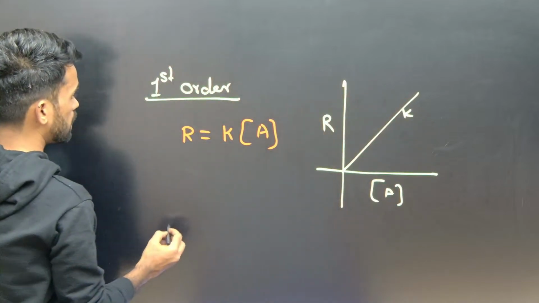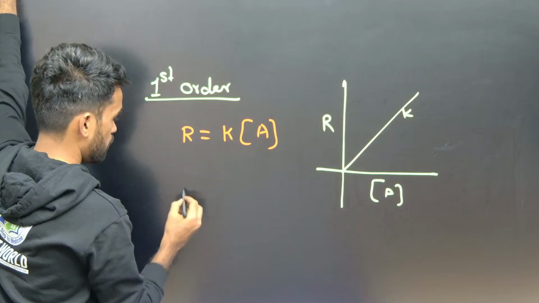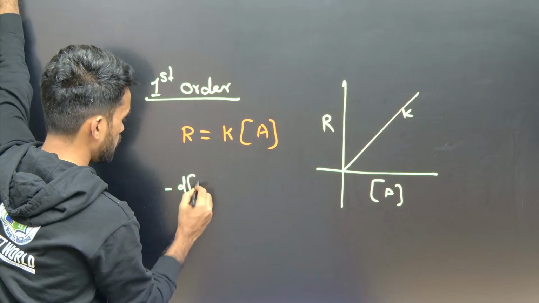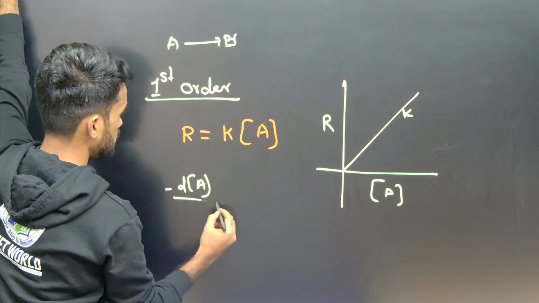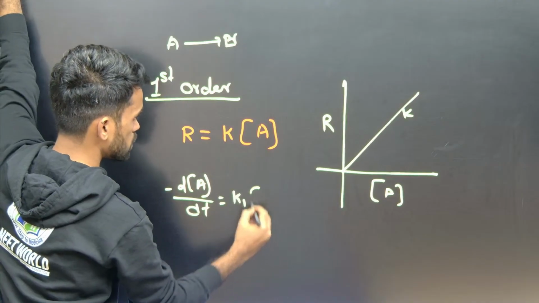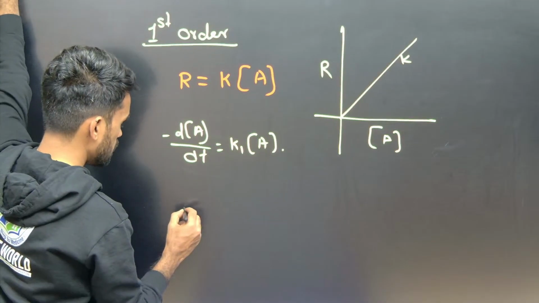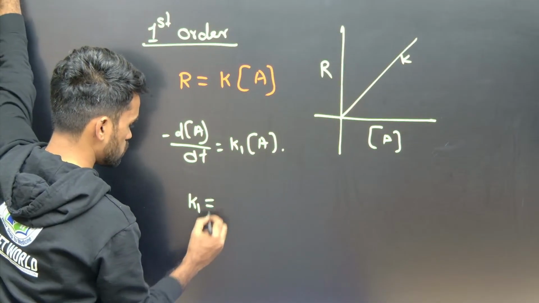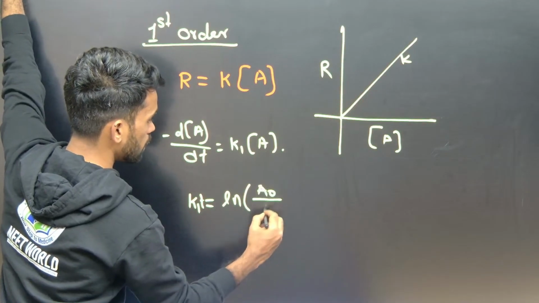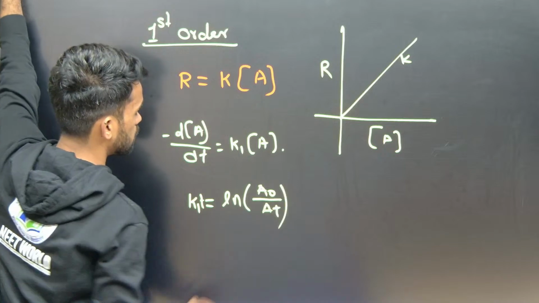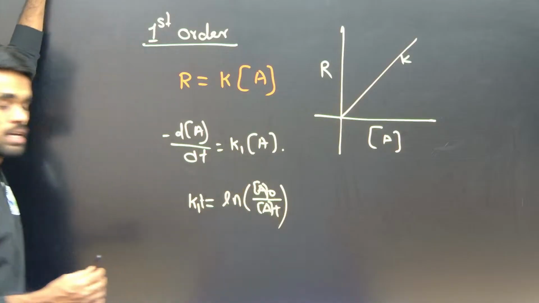Again, the second formula you will get is like this. Minus dA by dt, if A is a reactant forming some product. So you can write minus dA by dt equals K1 times the concentration of A. Okay, and what is the integral equation we will get for this? We will get K1t equals ln of A naught by A t. Okay, so this is the concentration of A at time t and the concentration of A at the beginning.